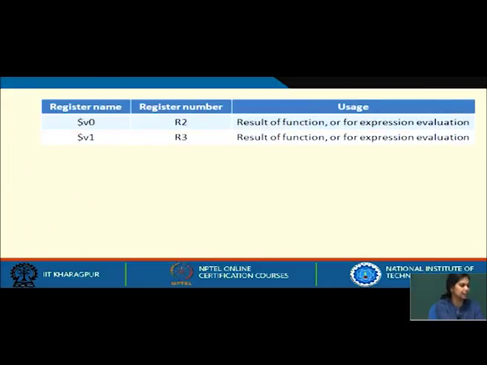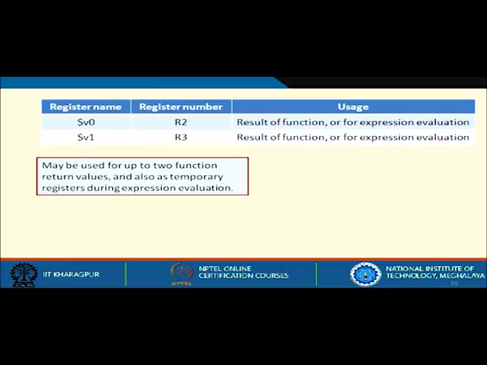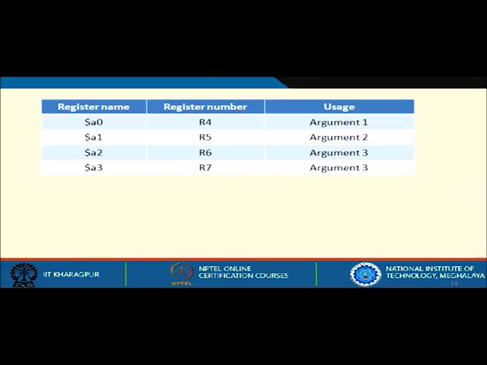Similarly, we have another pair of registers, V0 and V1. The registers used are R2 and R3. The result of a function or an expression evaluation is stored in V0, and in V1 as well. So, V0, V1 are used for storing the result of a function. They can be used for up to 2 function return values, and also as temporary registers during expression evaluation. So, you can use them for function results, or at other times for expression evaluation.